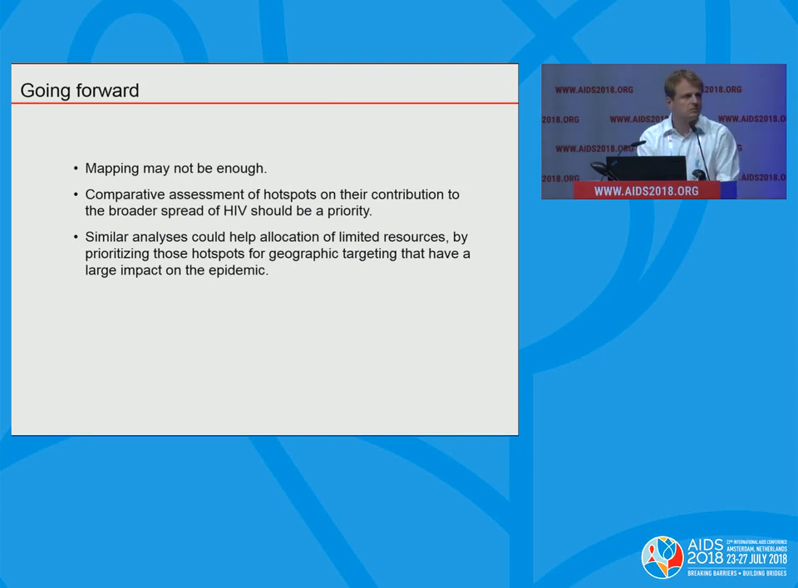Now, going forward, we think that mapping may not be enough to allocate resources most effectively based on this work. We think the next steps should be a more comparative assessment of hotspots across sub-Saharan Africa. It doesn't have to be that many, but it should be systematically chosen, maybe from South Africa, from Botswana, from Kenya, on their contribution to the broader spread of the HIV epidemic. And we also propose that similar analysis as we have done could help allocation of limited resources more effectively by prioritizing those hotspots for geographic targeting that have a large impact on the epidemic.